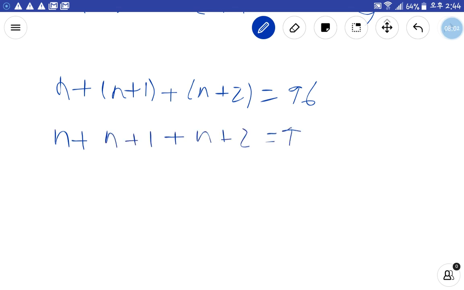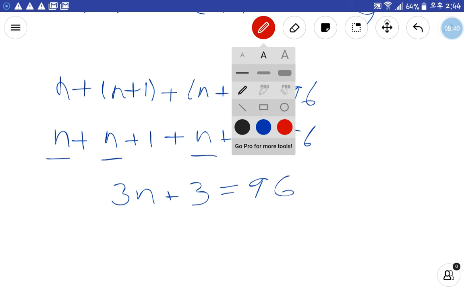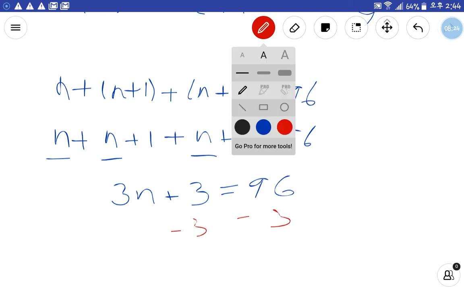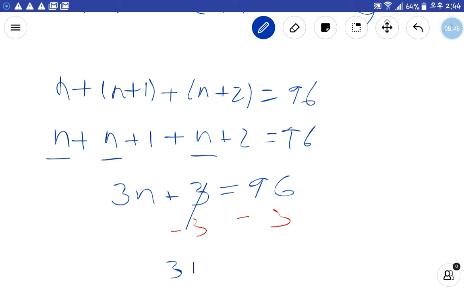I just get rid of all the parentheses. Now what? You need to combine like terms. n plus another n, over here, 1, 2, 3 n's. That would be 3n plus 1 plus 2, which is 3, equals 96. Same step after. What should we do? Minus 3 each side. Then I get 3n is equivalent to 93.